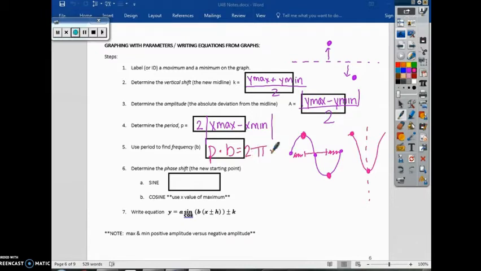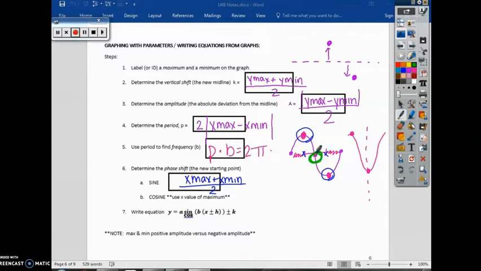So then lastly, we've done everything except for the phase shift. Well, the phase shift, remember, that's your new starting point. So for sine, you have to do a little bit of an adjustment. You're going to take your max x value and your min x value, whatever the x coordinates are. You're going to add them together, so x max plus x min, and divide that number by 2. The reason you're doing that is, if you think about it, when you take the average of those points you're getting the one right in between. So you're getting that as your starting point.